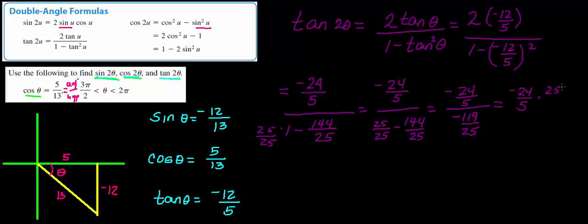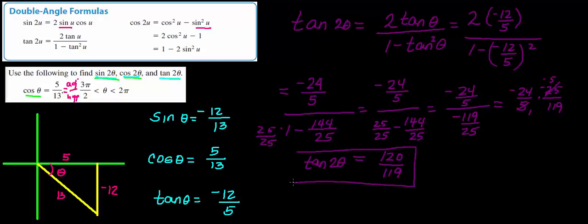So that means you flip it, and this is negative. So negative times negative, I will have a final result of a positive. I can cross cancel 5 and 25 just to make my product easier, and I will get positive 120 over 119, and that's the tangent of the double angle. And there you have the answer to this question.